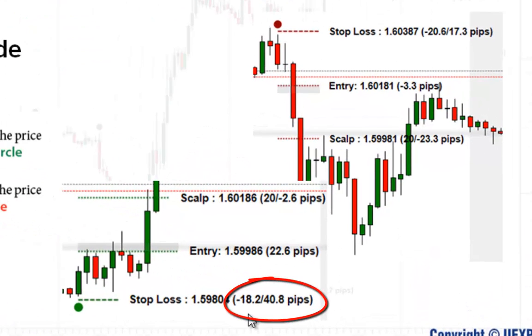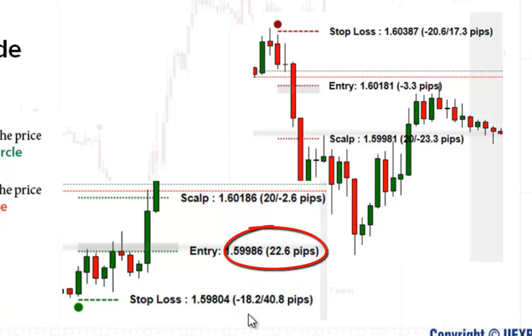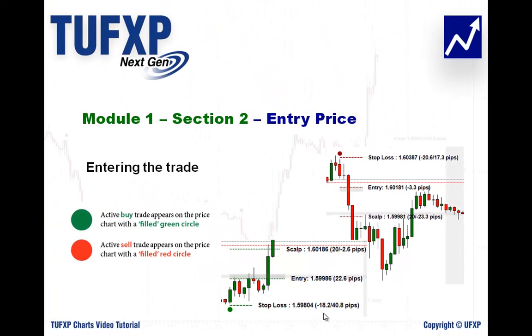The stop loss is 18 points away from the entry point, but 40 points away from where the market's currently trading. The entry price shows 22.6 pips profit because the market's trading above, and the scalp target was 20 points away and is currently 2.6 above it. And if you go back to the entry price, you can see that lines up perfectly. And the same in the sell, it's just the opposite with the figures there.